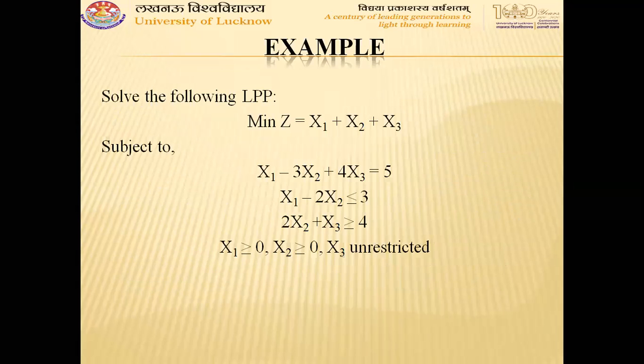z, which is equal to x1 plus x2 plus x3, subject to the constraints: x1 minus 3x2 plus 4x3 equals 5. The second constraint is x1 minus 2x2 less than or equal to 3. And the third constraint is 2x1 plus x3 greater than or equal to 4. Variables x1 and x2 are restricted, whereas x3 is unrestricted.